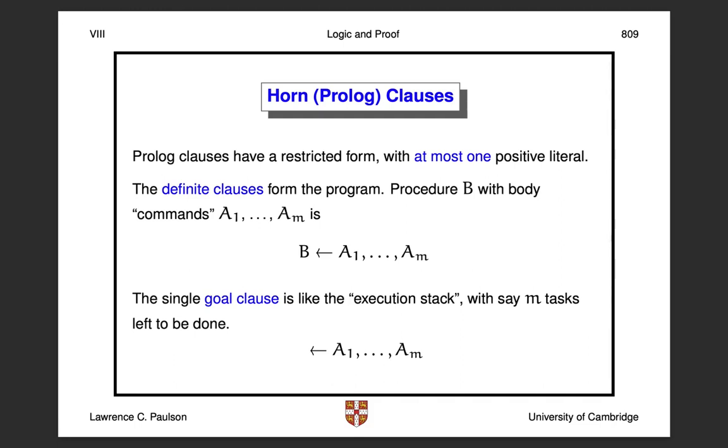Moreover, your definite clauses, your program, is a list of clauses, and this list must itself be executed in order. So if you have multiple procedure bodies for the same procedure B, you have to consider them from left to right in your program if you see it as linearly, or from top to bottom if you see it as a normal program listing.